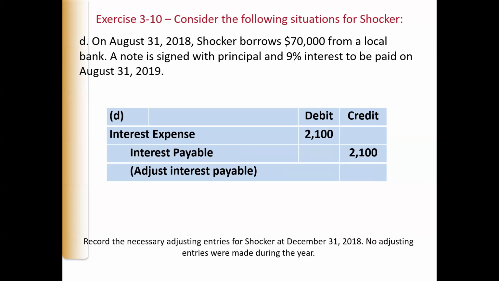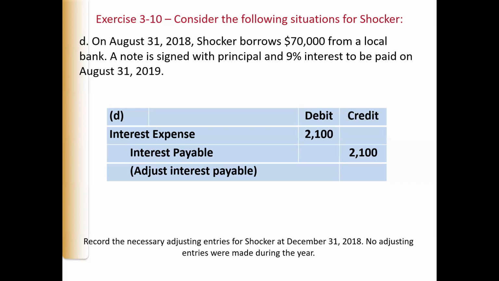Anyone? How many full months? 4 months. So we have incurred interest of 4 months. The way we determine how the interest is accrued is we take the amount we owe, which is 70,000 times 9%. Is it 9%?